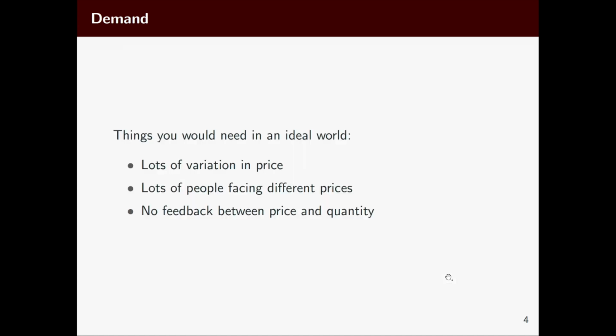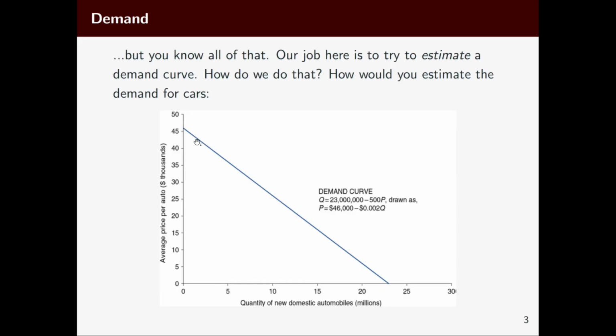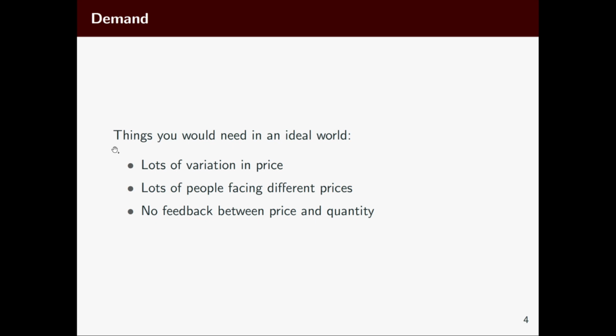Cool. So in an ideal world, what we would need is lots of variation in price, and we need lots of people facing different prices, and also, real importantly, no feedback between price and quantity. So I'm going to go back a slide. Again, if we want to estimate this really nice line here, we would like to have little dots everywhere, these little dots, points of data. The more dots we have, the better we can usually fit this line. And so we need prices way down low, we need prices way up high, and we need people to face a lot of different prices. For cars, that may work out, but for a lot of goods, it may not.